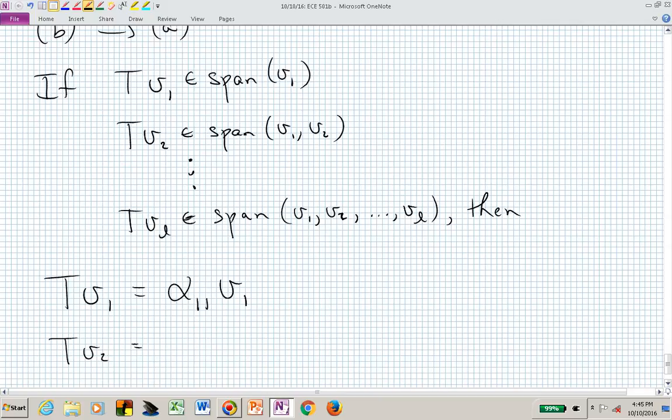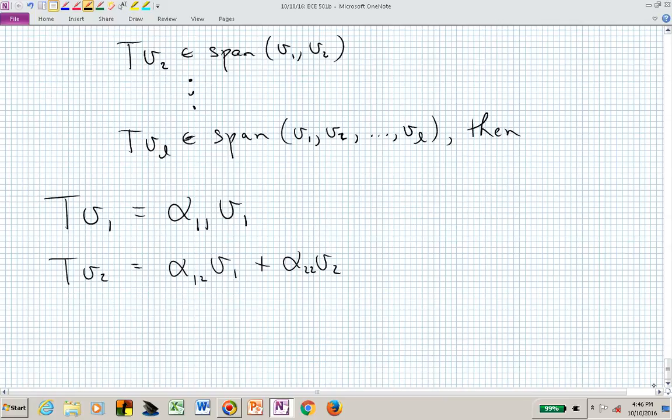It now lives in the span of V1, V2. And let me be sort of selective with how I label my weightings. Now I have some linear combination of V1 and V2. T V2 is in the span of V1, V2, and now let me pick these to be alpha 1,2 and alpha 2,2. It just has to be some linear combination of V1 and V2, and I'm just going to label that combination with scalars alpha 1,2 and alpha 2,2.